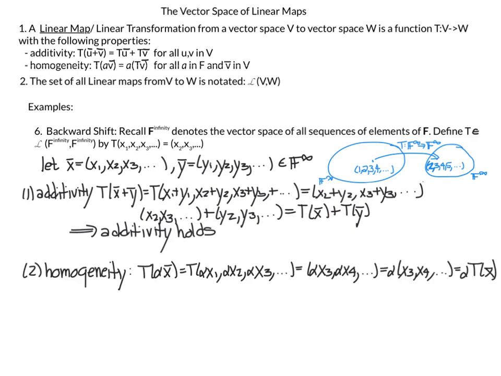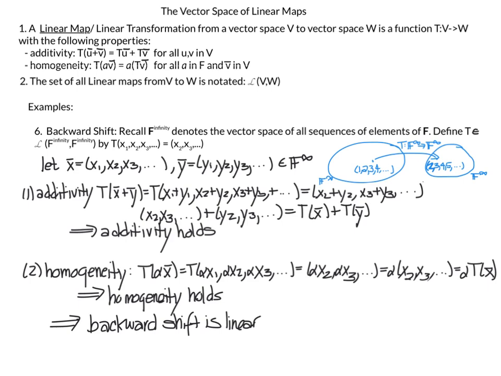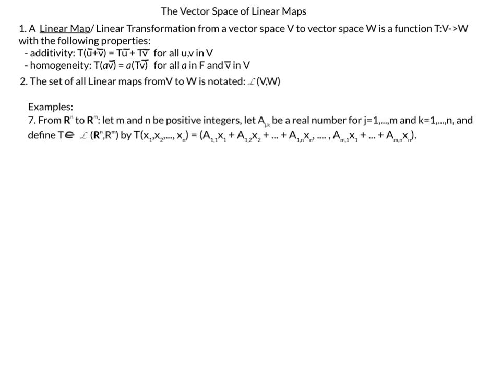For homogeneity, we're going to consider T of alpha x. That's T of alpha x1, alpha x2, alpha x3. When we shift over, we're going to get alpha x2, alpha x3, and so on, which is equal to alpha times x2, x3 up to infinity, which is just equal to alpha T of x. So homogeneity holds, and since we have homogeneity and additivity, that means the backward shift is linear.